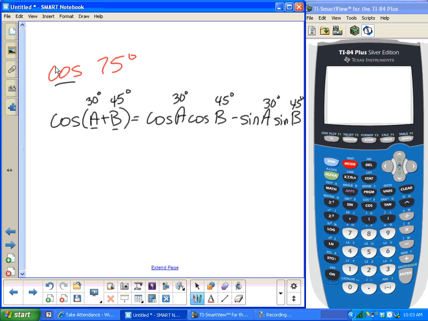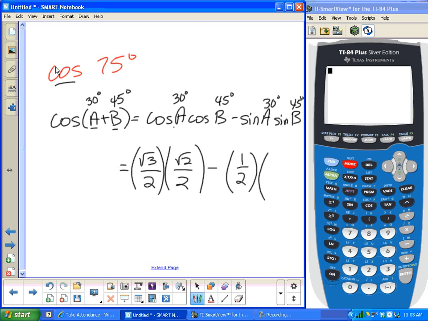Let's look on our unit circle and figure out, what's the cosine of 30 degrees? Square root of 3 over 2. Now notice what operation's happening right there? Multiplying. So I'm putting them in parentheses to show that I'm going to be multiplying. Now, what's the cosine of 45? I'm going to be multiplying those in just a second. Then minus. Now, sine of 30 would be a half, and then the sine of 45 is square root of 2 over 2.